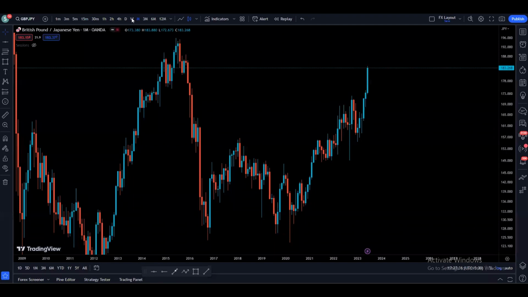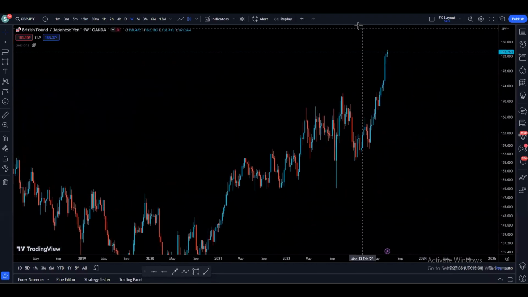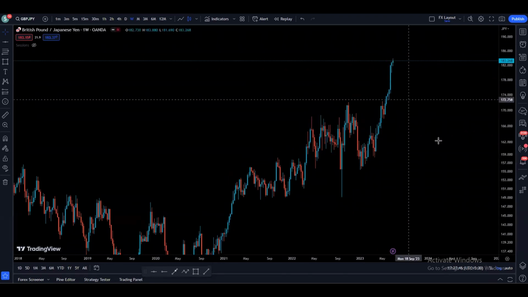Now let's go to the weekly time frame to see more details. On the weekly, we are bullish as well, because we are making higher highs and higher lows. So as we can see, higher high, higher low, higher high, higher low, and then we broke the previous high, created a higher high. So we are bullish on the weekly time frame as well.